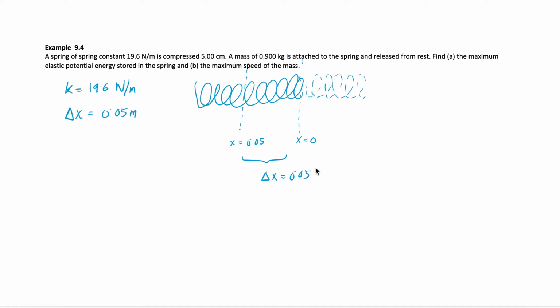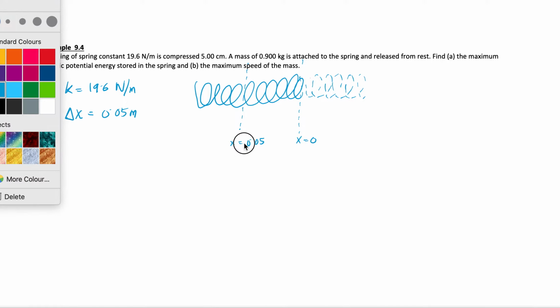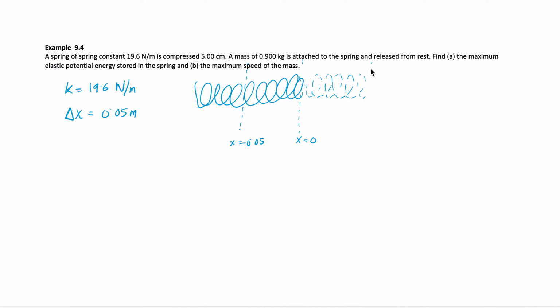The displacement from the equilibrium is 0.05 meter. This is at the left, so this is negative. This is the right, so this is the positive. Wait, 0... okay, 0.05 meter.